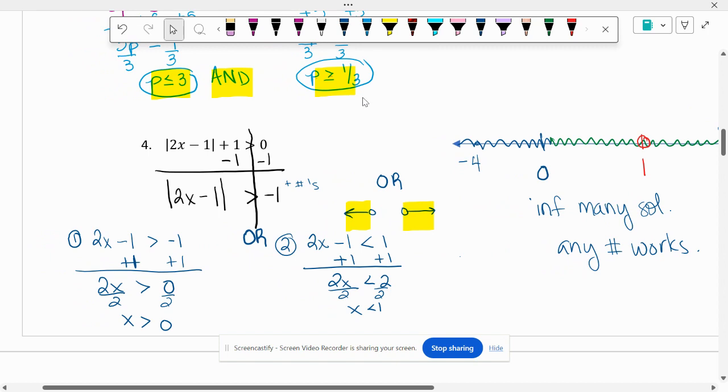I'm going to stop for a second and pull up a worksheet that has some more absolute value inequalities, and we'll do some practice with absolute value equations and inequalities.